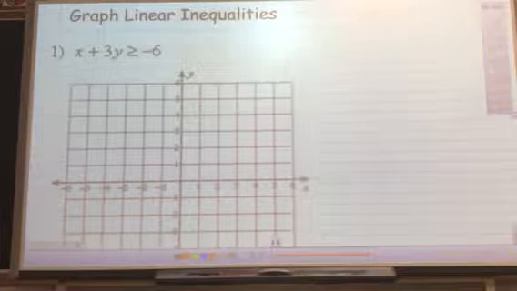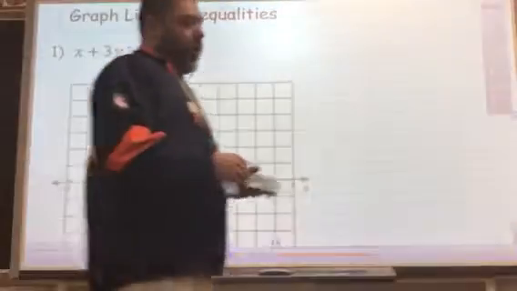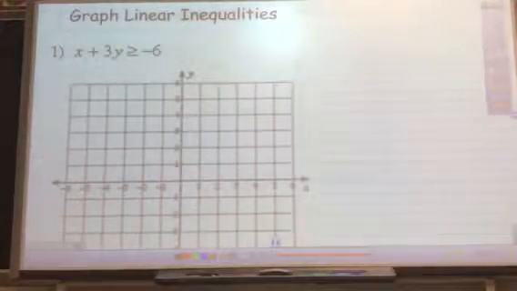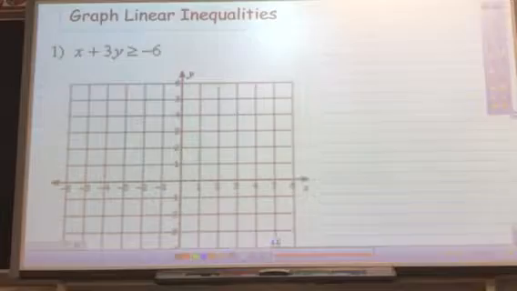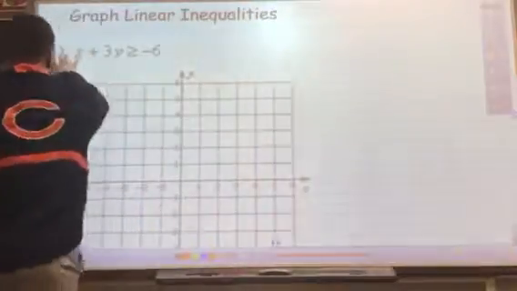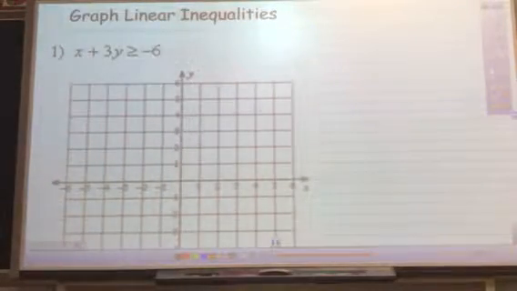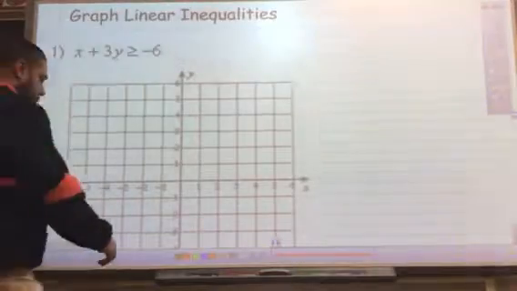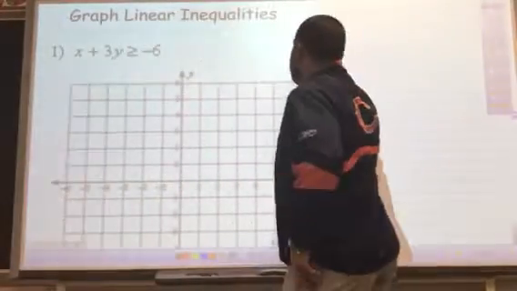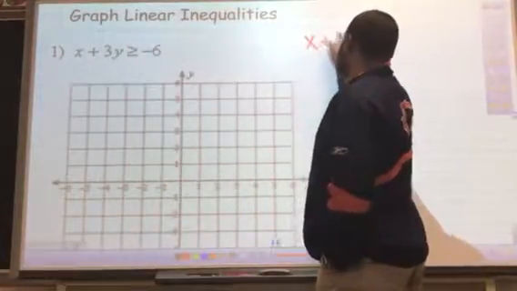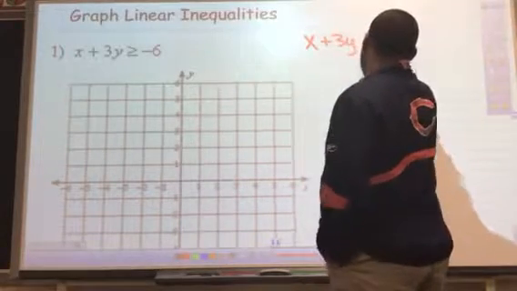All right. For this problem, the first thing we have to look at is that we're going to start adding some problems that are not already set into slope-intercept form. So I need to reformat this. It says x plus 3y is greater than or equal to negative 6.